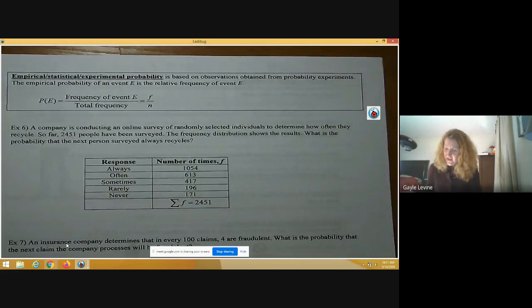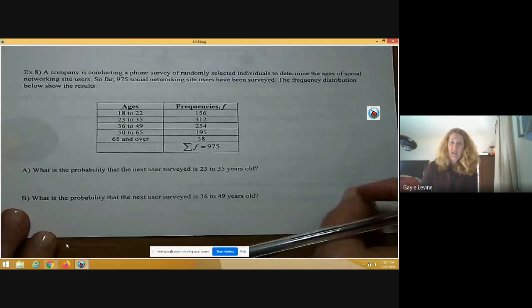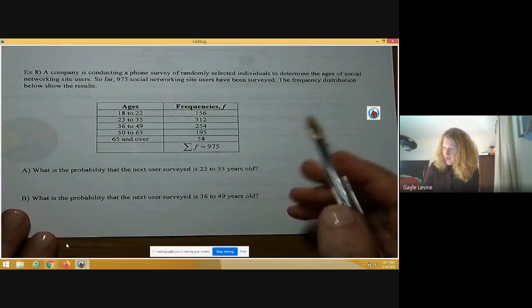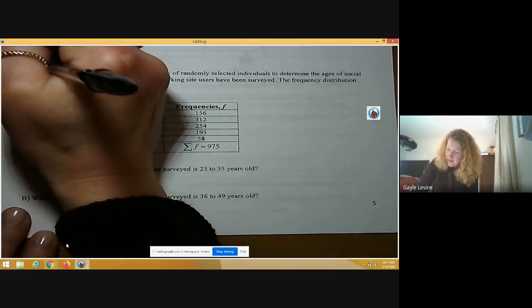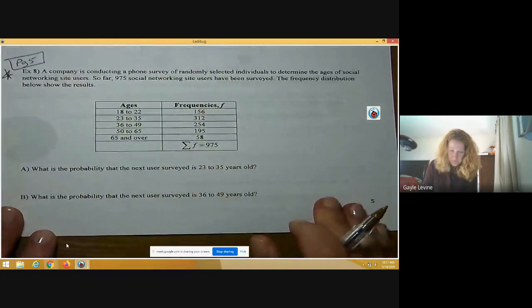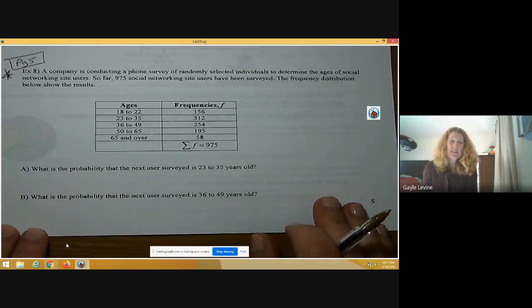So I'd like to go down and look at number 8, just because this one's a little bit harder than the other one. So I just thought that this would be a good one to choose. For number 8, I'm on page 5. A company is conducting a phone survey of randomly selected individuals to determine the ages of social networking site users. So far, 975 social networking site users have been surveyed. The frequency distribution below shows the results.